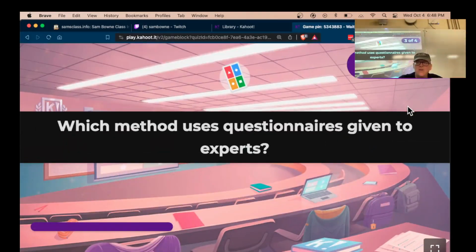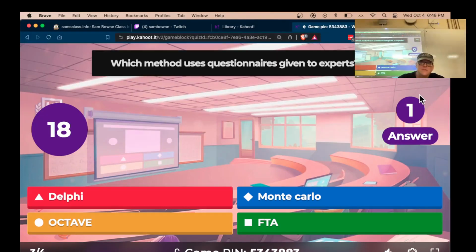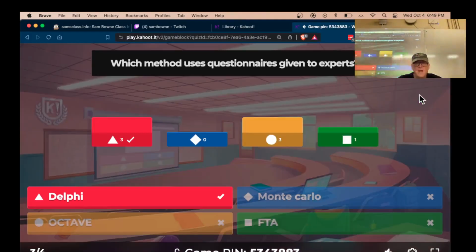All right, what method uses questionnaires given to experts? That's Delphi, just like the ancient Greek place where you would go and ask the oracle that would tell you information that supposedly came from gods and was therefore reliable. It's the same principle.